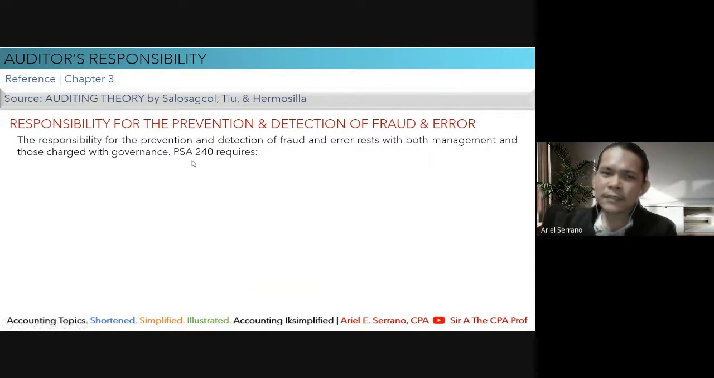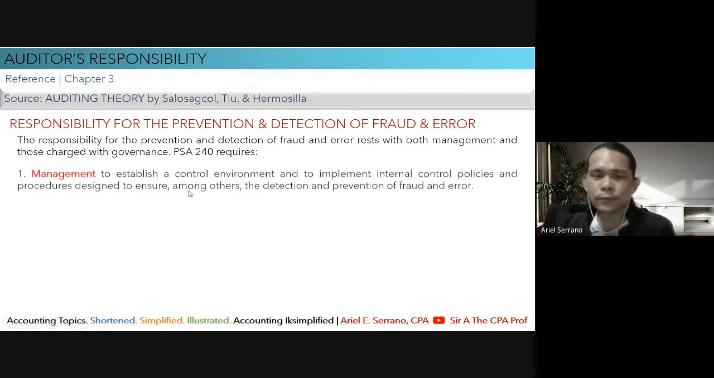Ang sinasabi sa PSA 240, Sir, ano po yung PSA 240? Oh, that is a good question. Now, to answer that, I have attached in our Google Classroom, and this is true for my actual students, meron akong nilagay dyan na handbook from the IAASB for the standards and auditing. Makikita po ninyo dyan ano-ano yung mga standards and auditing na ito. Pati na rin po yung other standards.